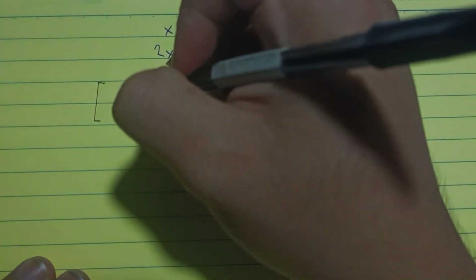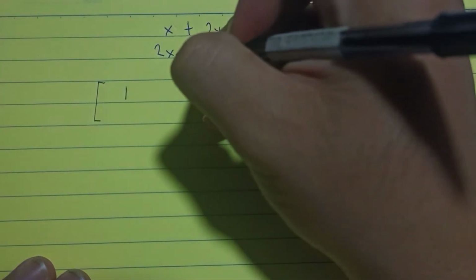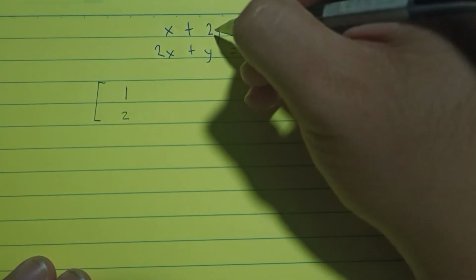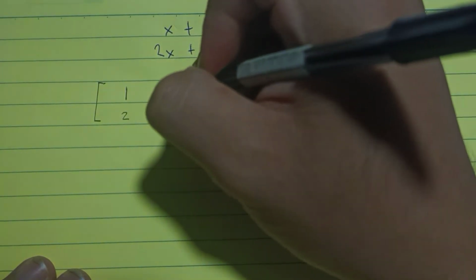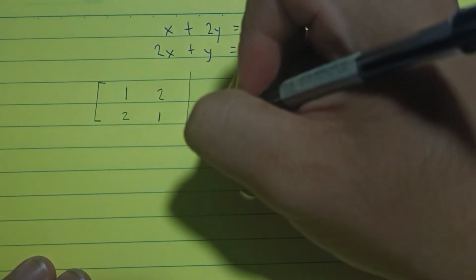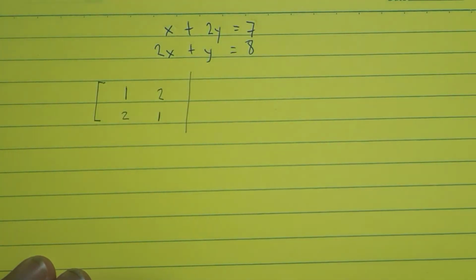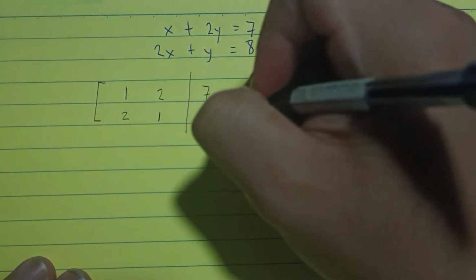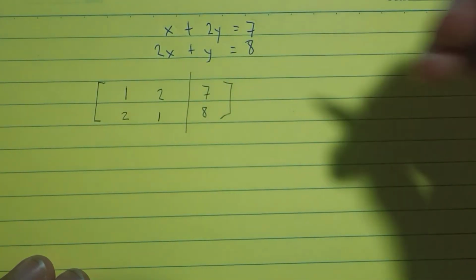So let's draw a bracket first. The coefficient of x in our first equation is 1 and in the second equation is 2. And the coefficient of y in the first equation is 2 and in the second equation is 1. Then let's put a bracket here that is like an equal sign, then put the constants, which are 7 and 8.